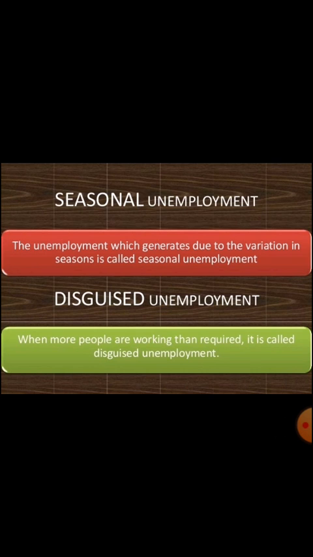Now, disguised unemployment. When more people are working than required, it is called disguised unemployment. For example, in India, a particular land is divided between the sons of the farmer, then it further gets divided among the sons of their sons. Thus, the land is being crowded and worked by more people than required. Then in that case, it is disguised unemployment.